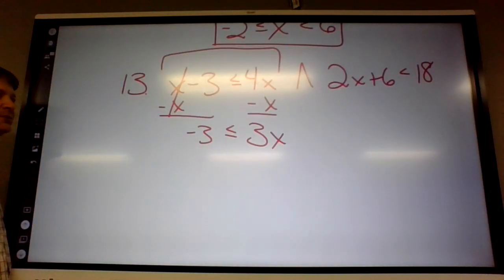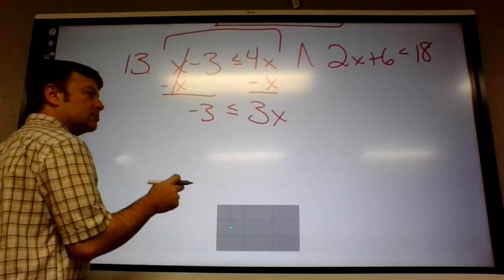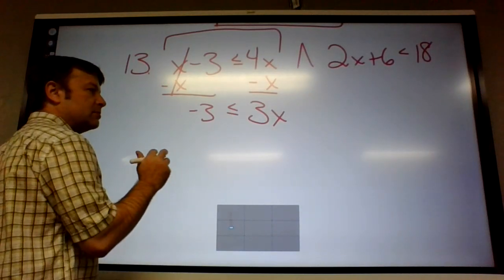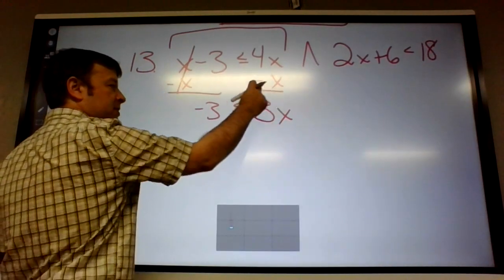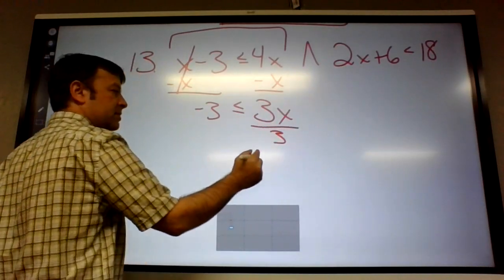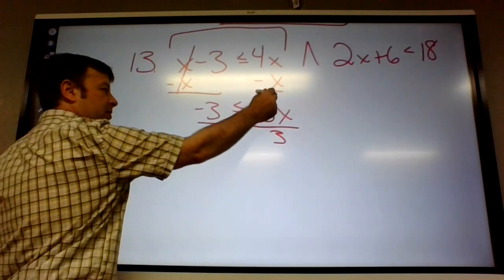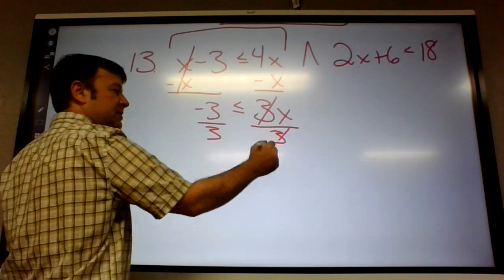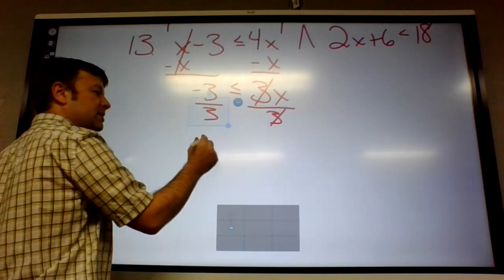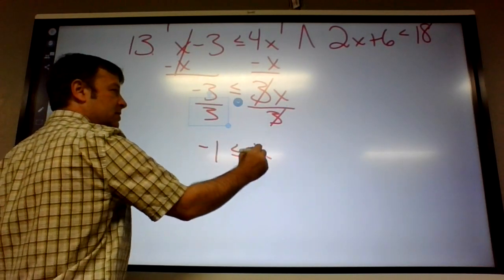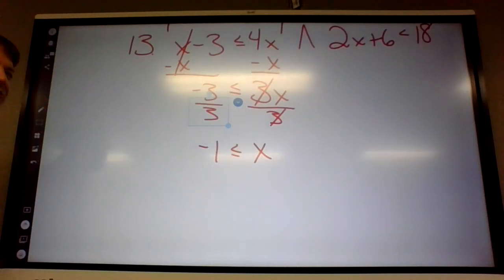So 4x minus 1x is 3x. And then what would I do? Then you divide by positive 3. Because that's a times 3, so we divide by 3 to get rid of it. Negative 3 divided by 3 is negative 1. So x is greater than or equal to negative 1.